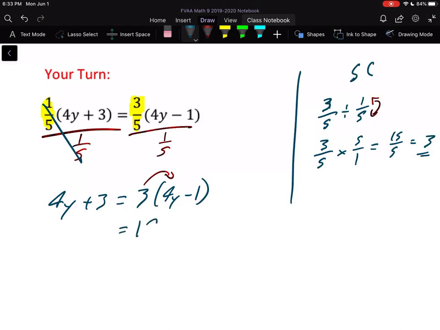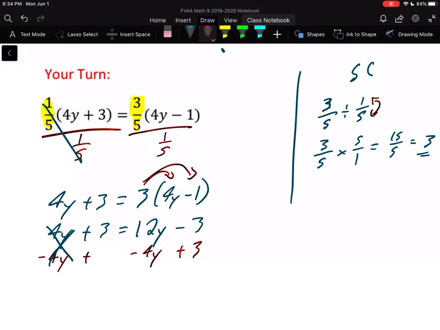3 times 4y is 12y. 3 times negative 1 is negative 3, and that's still equal to 4y plus 3. All right, now from here, hopefully you're comfortable with what you're doing. You need to have variables on one side, constants on the other. I'm going to bring that 4y over to the right-hand side by subtracting 4y on both sides. That's going to allow me to have a positive coefficient on the y. And since the constants now are on the right side, on the left side, I'm going to add plus 3 to both sides, which cancels out this.